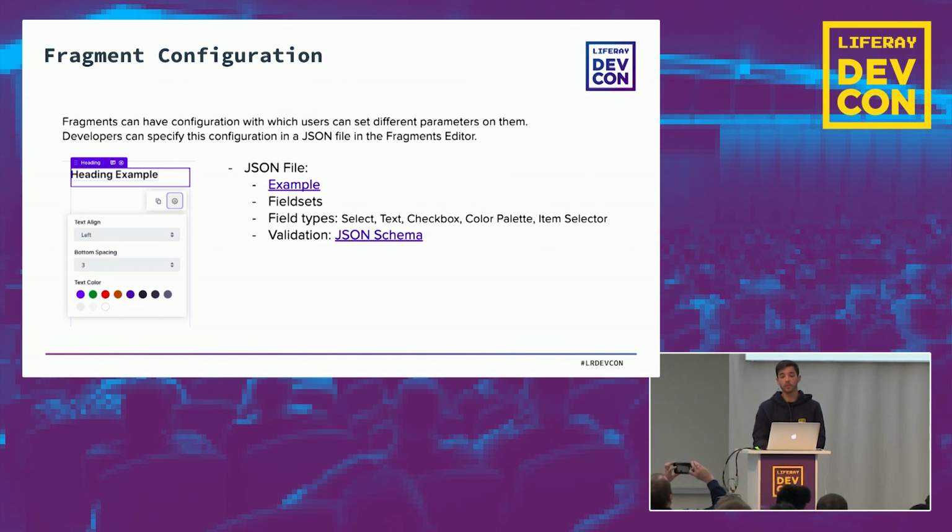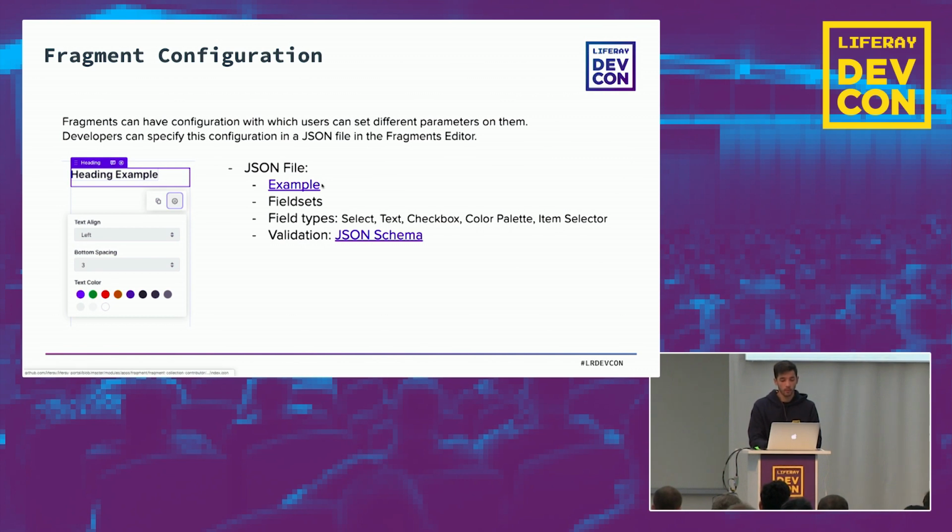Configuration with which users can set different params on them, then later when using them in the page. And this configuration can be specified by developers in a JSON file in the Fragments editor. We are going to see how it works. This is an example for the heading basic component that we give out of the box. It has configuration to set the text color, the spacing, the text align, and some other things.